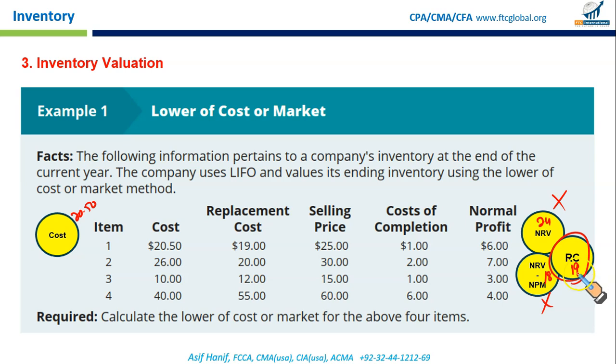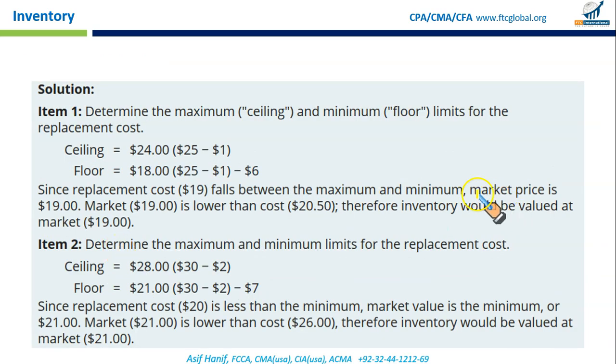So replacement cost 19 versus cost 20.50. That means 19 is going to be the value of our inventory. We are going to write off a loss of about $1.5 per unit for item number 1. The market price is 19 because 19 is lower than the cost of 20.5.